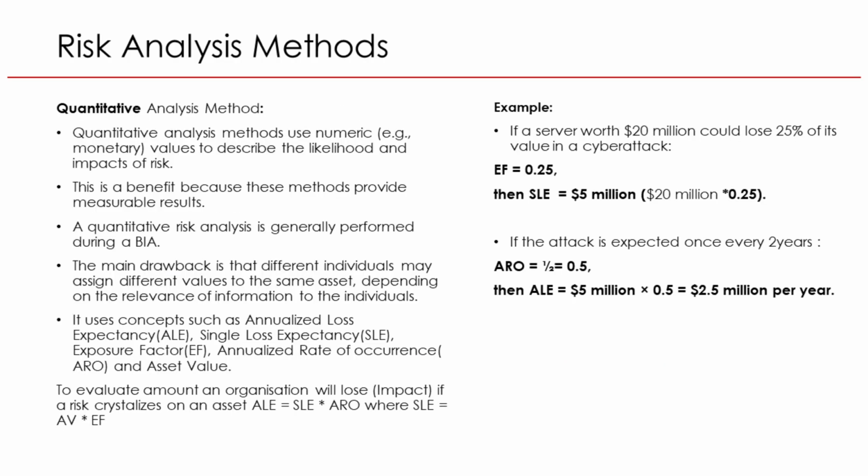The quantitative risk analysis method uses numbers and financial values to measure how likely a risk is and how much impact it would have if it happened. Unlike qualitative methods that use high, medium, or low, this approach provides measurable, data-driven results, often in monetary terms. This method is especially useful in a business impact analysis, BIA, where organizations need to understand the potential financial loss if a system fails or a threat occurs.